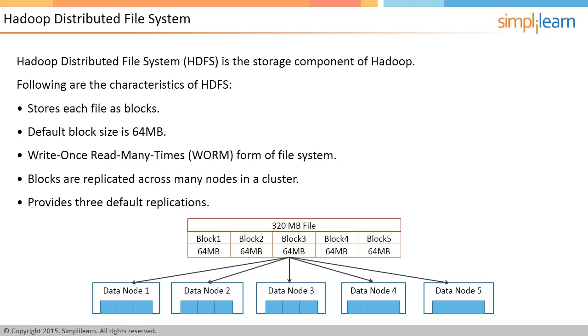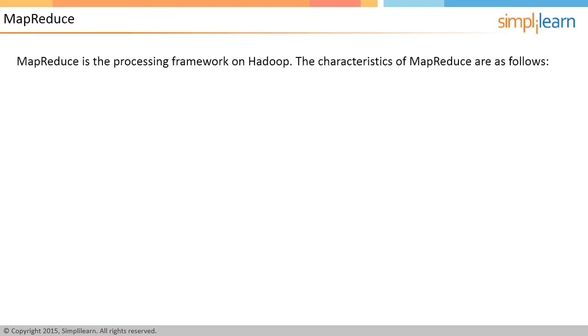MapReduce is the processing framework of Hadoop. It provides highly fault-tolerant distributed processing of the data stored by HDFS. It consists of 2 types of tasks. Mappers are tasks that run in parallel on different nodes of the cluster and process the data blocks. Maps are actually key-value pairs.